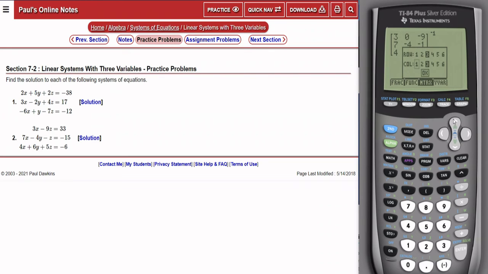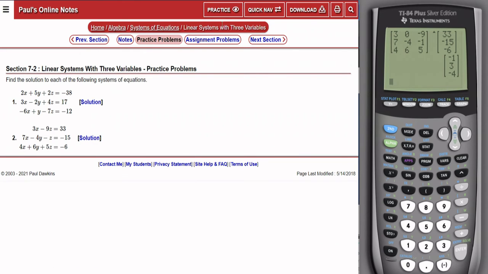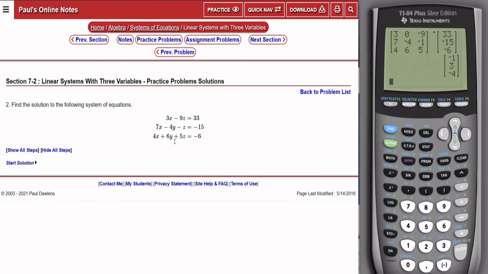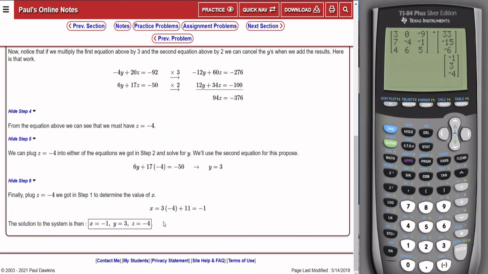3x1 matrix: 33, negative 15, and negative 6. There you go. X equals negative 1, y equals 3, z equals negative 4. There we go. Correct answer.